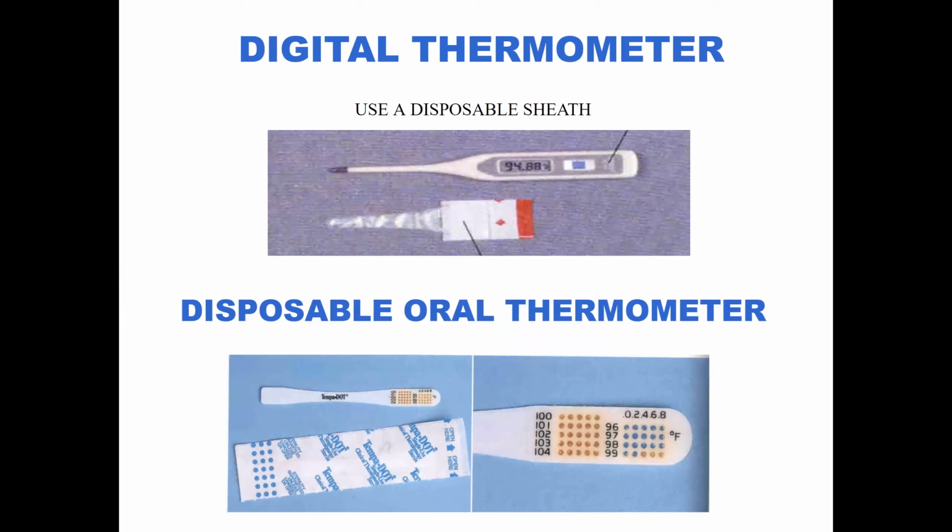Disposable oral thermometers. I hate these things. I use these a lot on the ambulance, and especially here in Texas, what we would find is on our ambulance in the heat of summer, the little dots that you see, which determine the temperature, would actually stick to the paper. So when we go to pull the paper apart from the thermometer, it would actually stick to it.